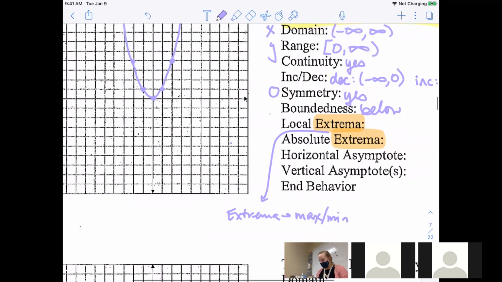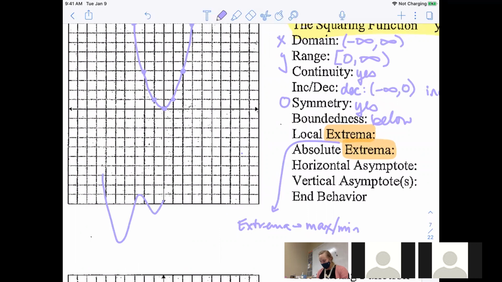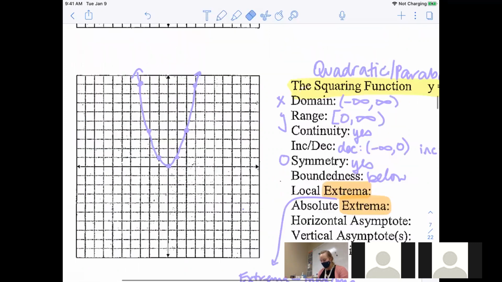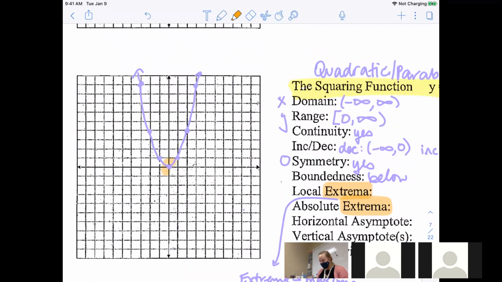Often, if there are several humps in an equation, that's not a parent graph. Something had to happen in order to get all those humps. A normal parent graph only has one or two things going on. In this case, I just have one minimum at (0, 0), and so that's my extrema.